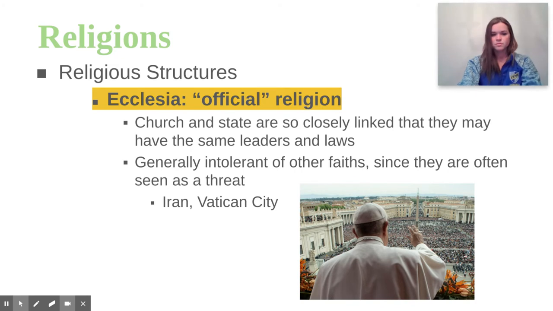All right. So it's interesting looking around the world at official religions. Church and state are so closely linked that they may have the same leaders and laws. Generally, in these places, these particular religions are intolerant of other faiths since they are often seen as a threat. A good example would be Iran and the Vatican City. The Vatican City is run by Pope Francis, both religiously and state-wise.